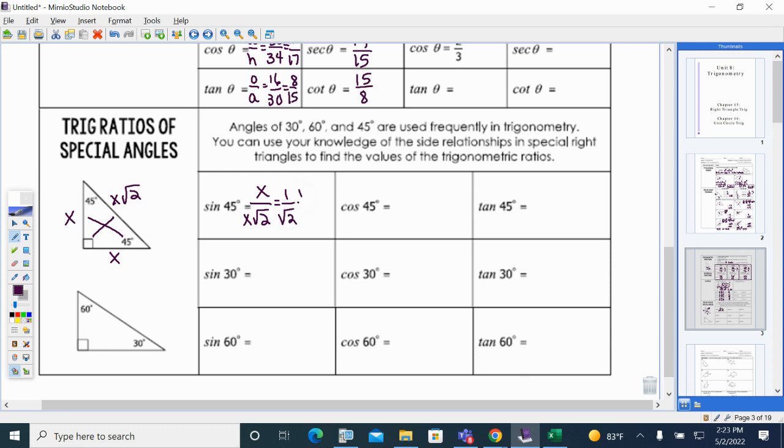And then we have to multiply by the square root of 2 over the square root of 2. Can't leave a radical in the bottom. So we have radical 2 over 2. And that is a very common theme. The sine of a 45-degree angle is the square root of 2 over 2.